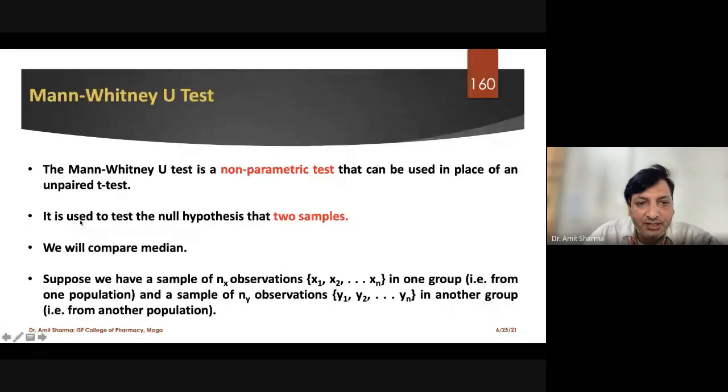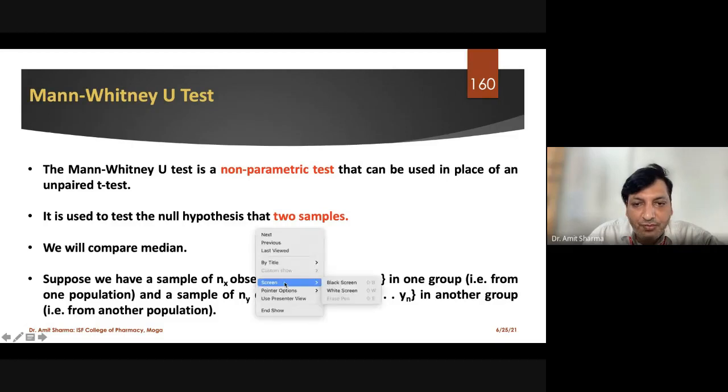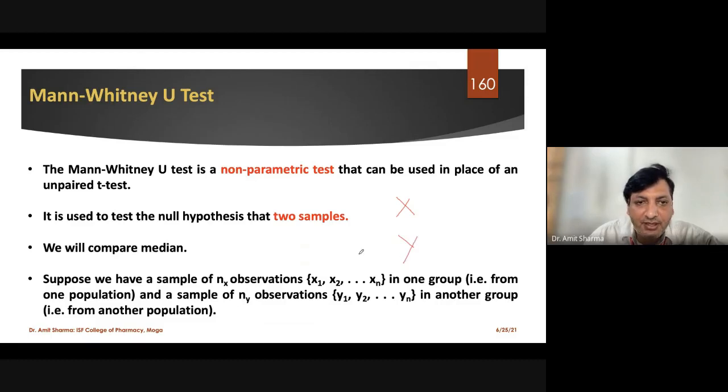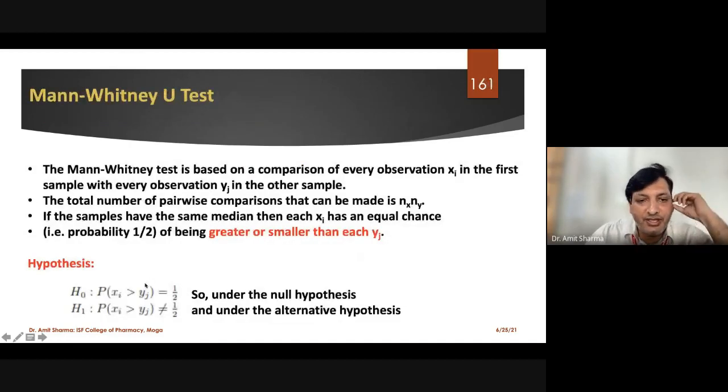So to test, we have to see the null hypothesis for two samples. Actually what we are doing is comparing the median with the help of ranks. So the null hypothesis for Mann-Whitney U says we have two different groups. One group is called X, and the second group will be called Y. Clear? And you can see this is the null hypothesis.